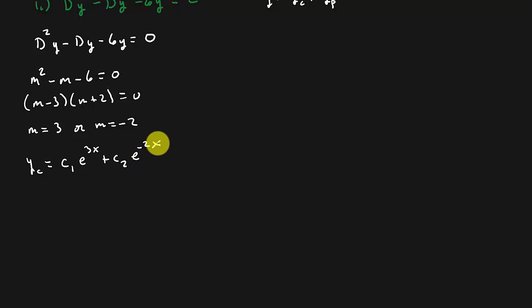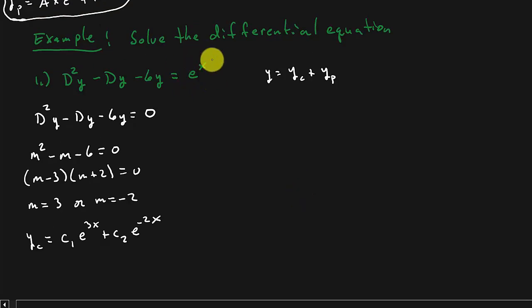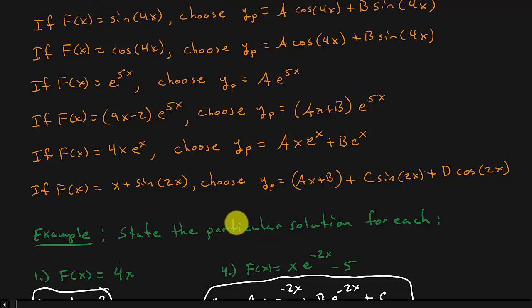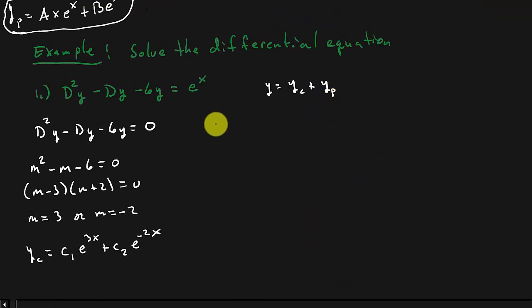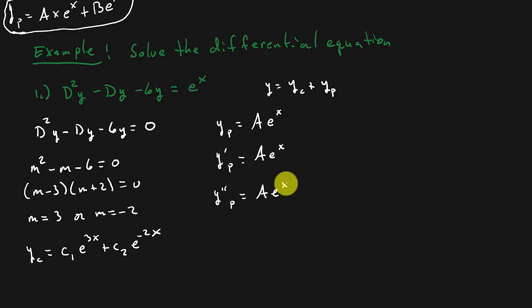Now we need to find y sub p. Notice we have e to the x. So you've got to come up here and make a guess at y sub p, and we're going to use this one. And so we're going to choose y sub p is equal to a e to the x. And what do we need? We've got y sub p, which we're going to plug in for y. Now we need the first derivative and the second derivative. So y prime sub p is just a e to the x, and y double prime sub p is just a e to the x. This is an easy one. The derivative of e to the x is just e to the x.